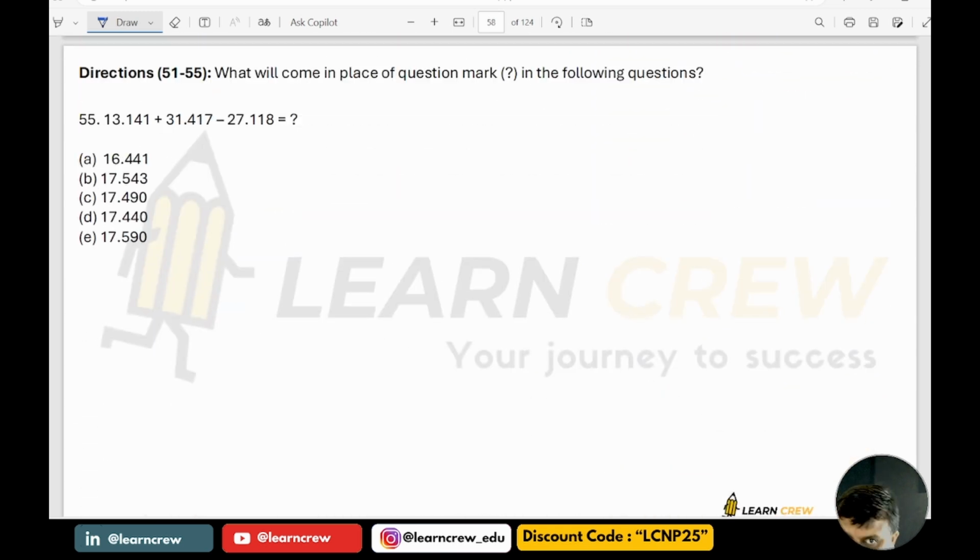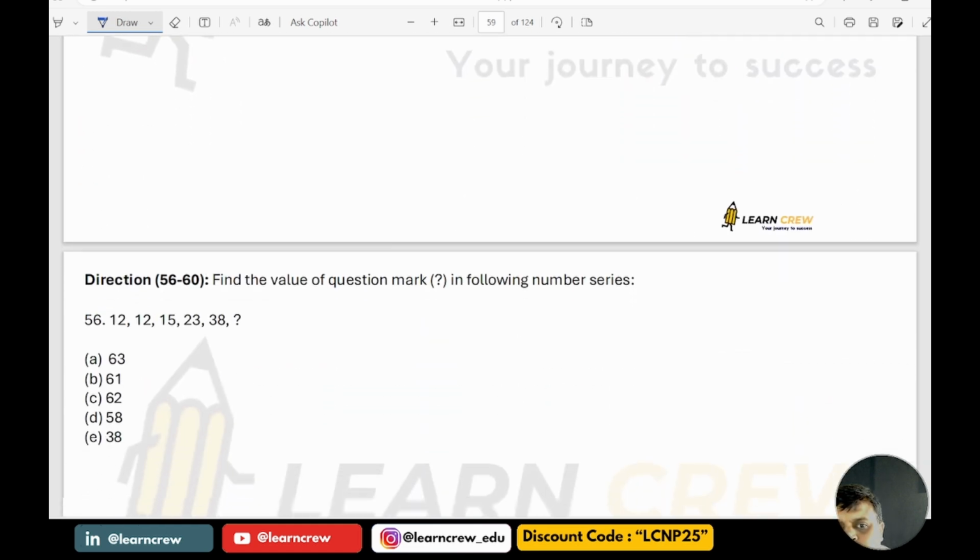Now, just 1 plus 7, 8 minus 8, 0. These two cannot be the answers. Now, see the next one. 4 plus 1, 5 minus 1, 4. So, answer is option D. Option D is correct, based on the last digits.